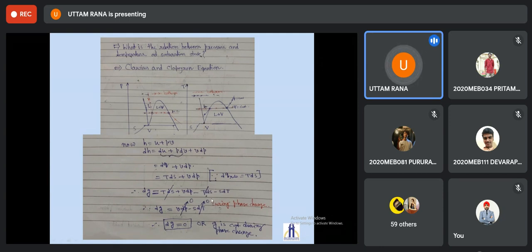Now, during phase transformation, what are the things that remain constant? Pressure remains constant, right? During the entire phase transformation, and temperature also remains constant. So you can see dG is basically VdP minus SdT. So during phase change, since both pressure and temperature remain constant, you can say dG should be equal to 0. So G is constant during the phase change process. Any doubt about this statement? No, sir. No doubt.